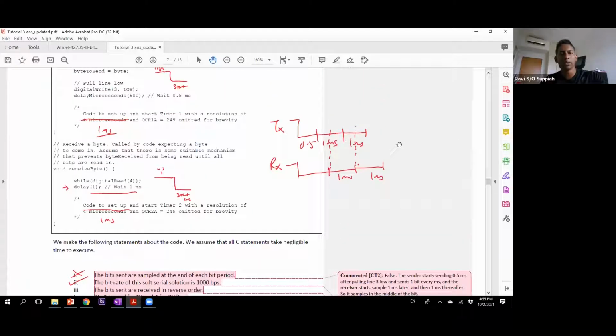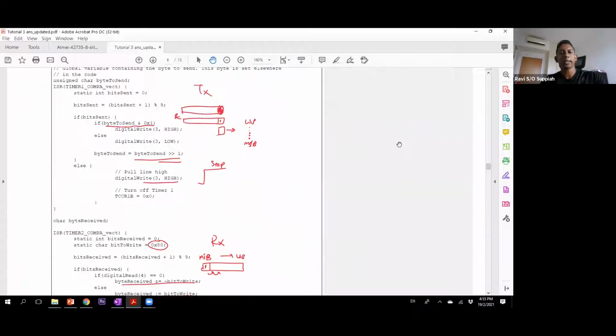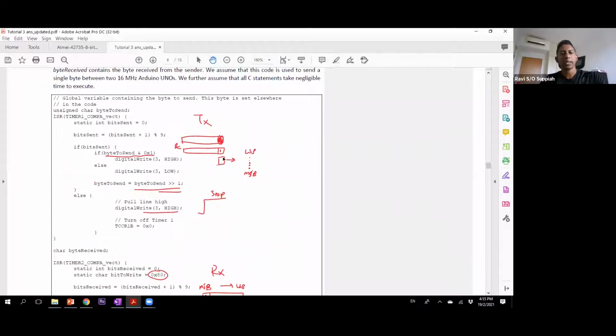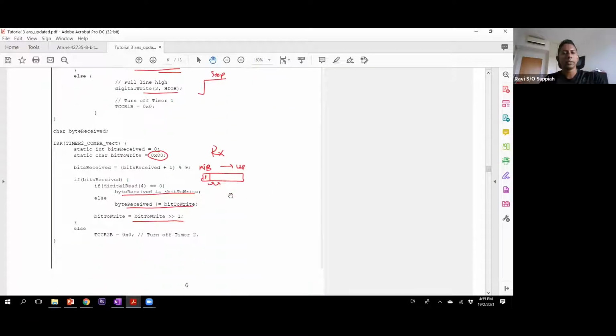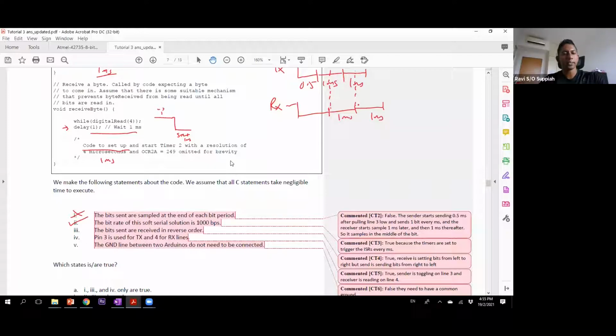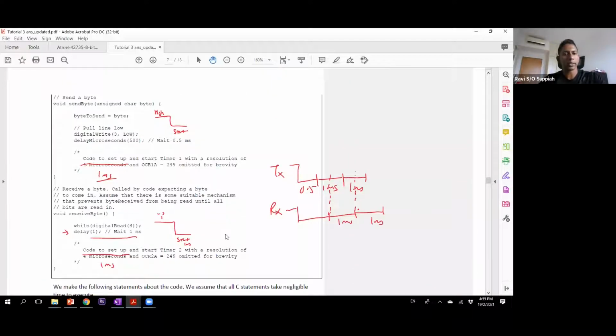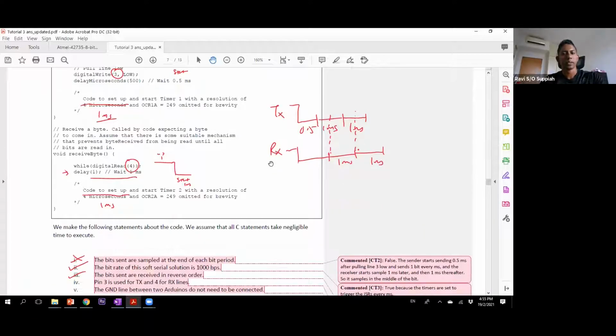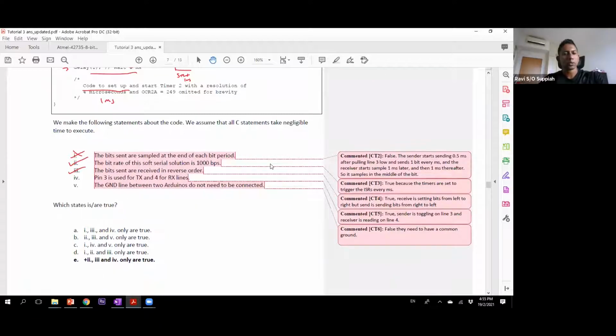In the code, the transmit is doing an AND with 0x01 and then sending out, whereas the receive is doing an AND with 0x80 to write into. So the order is reversed because of this logic here. So the bits are received in reverse order. Pin 3 is used for transmit and pin 4 for receive. You can see it over here, pin 3 and pin 4. So this is also true.